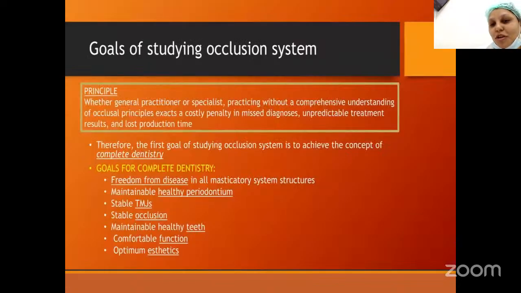Why is it important to study occlusion in our dental practice? The basic principle is that whether we are a general practitioner or a specialist, practicing without a comprehensive understanding of our occlusal principles would cost us a penalty in diagnosing a case, which would lead to unpredictable treatment results, loss of production time, and improper treatment for the patients.